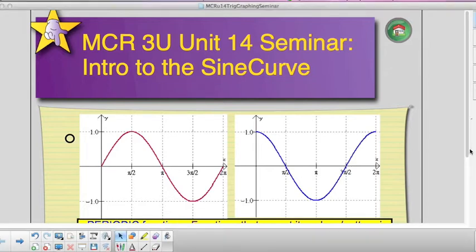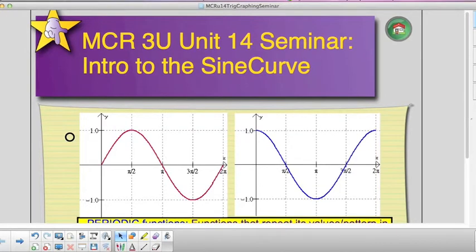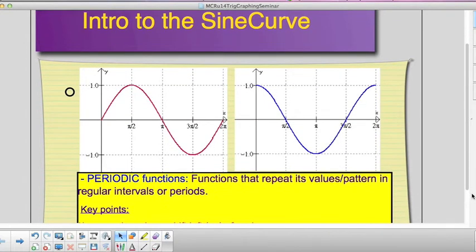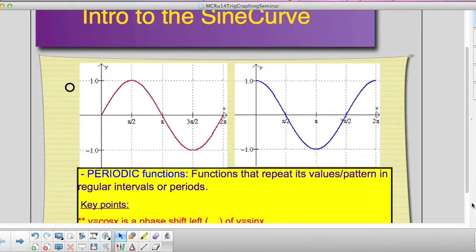And I want to go through some terminology first of all with you. So first of all, what do we mean by periodic functions? Those are functions that repeat themselves in values or patterns at regular intervals or periods. So the sine function will continue in regular periods, and the original sine function has a cycle that starts at 0 and goes to 2 pi. The cosine function as well starts at 0 and goes to 2 pi. That's how long it takes for the original function to complete one full cycle.